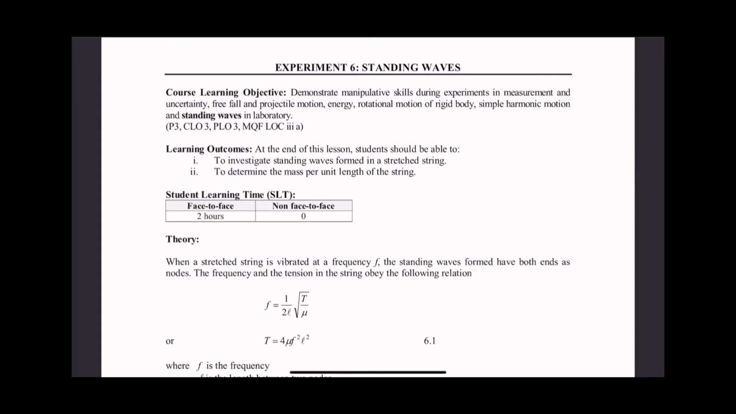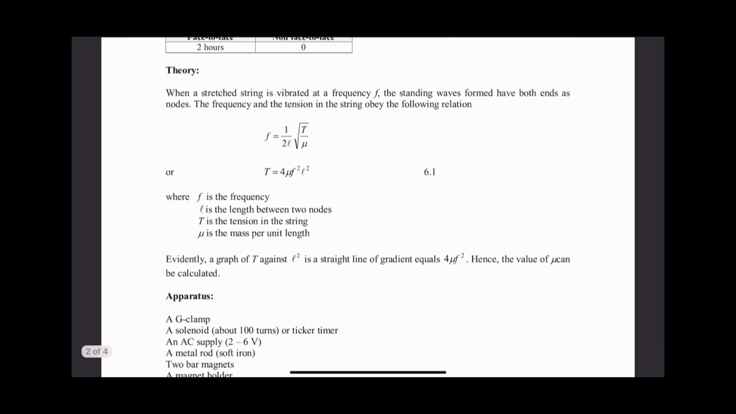Okay, this is experiment 6, standing wave. Learning outcome at the end of this lesson: students should be able to investigate standing waveform in a stretched string and then to determine the mass per unit length of the string. Based on the theory, they use the equation f equals 1 over 2L times the square root of T over mu.